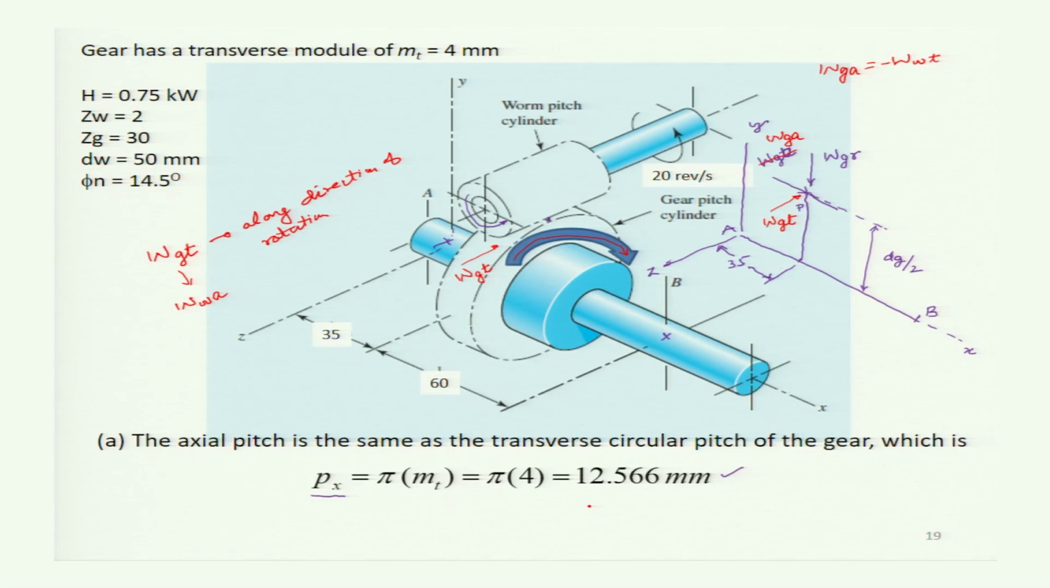Now your next step will be to determine the values of this W_GA, W_GR and W_GT from the formulas which we have studied, and thereafter get the reaction forces at B and A. Reaction forces will be R_B in the direction of y, R_B in the direction of z, and one of the bearings, either at A or B, will act like a thrust bearing.